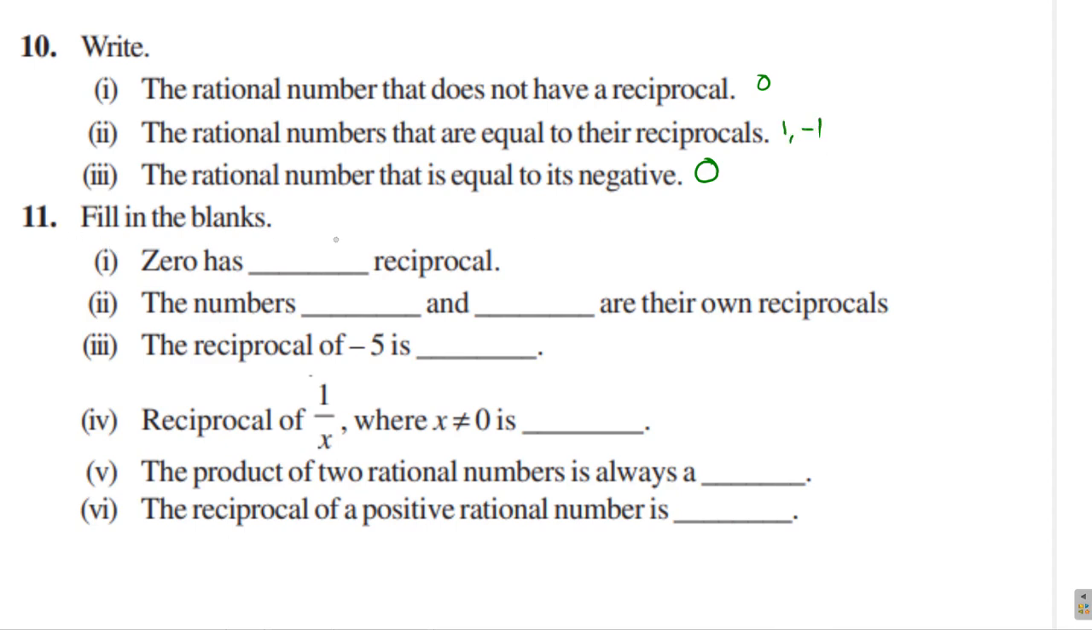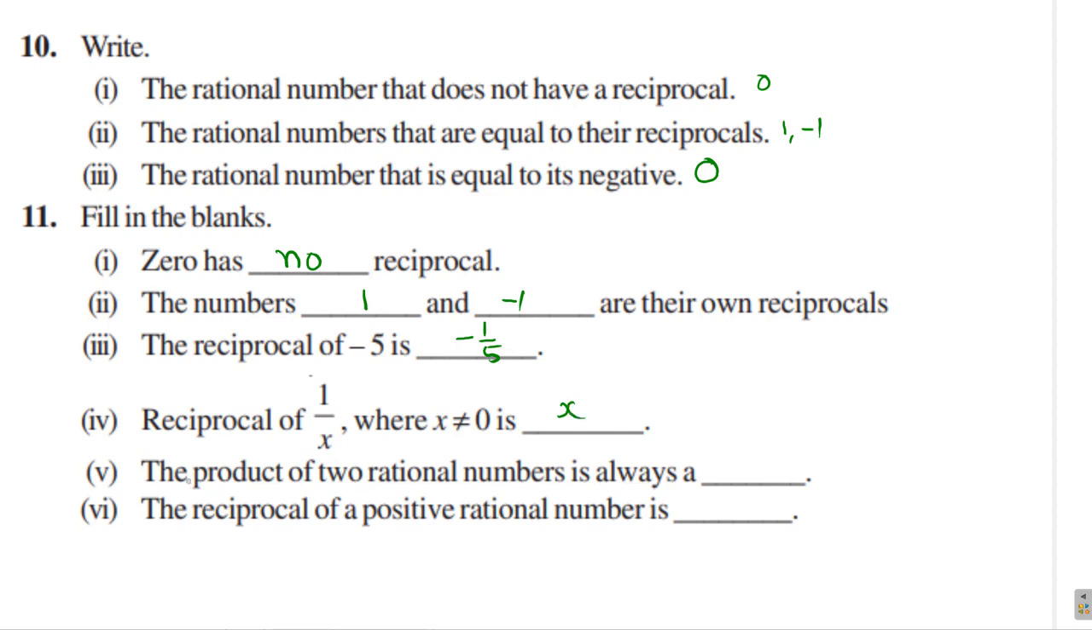Now you see here, fill in the blanks. 0 has dash reciprocal. Actually, no reciprocal. Second problem. The numbers dash and dash are their own reciprocals. Clearly 1 and negative 1 as we discussed in the previous problem. Then third one. The reciprocal of negative 5 is, we know that, negative 1 by 5. Fourth problem. Reciprocal of 1 by x is simply x.